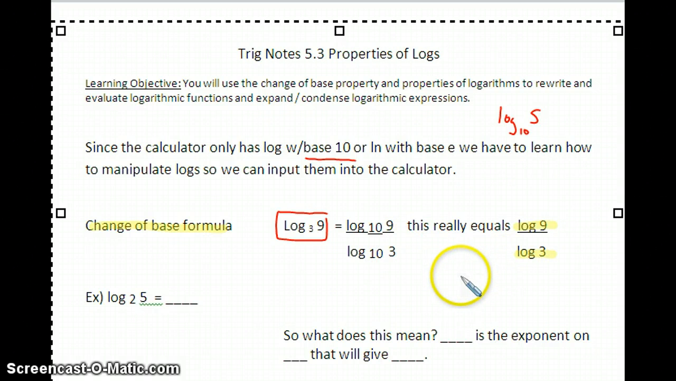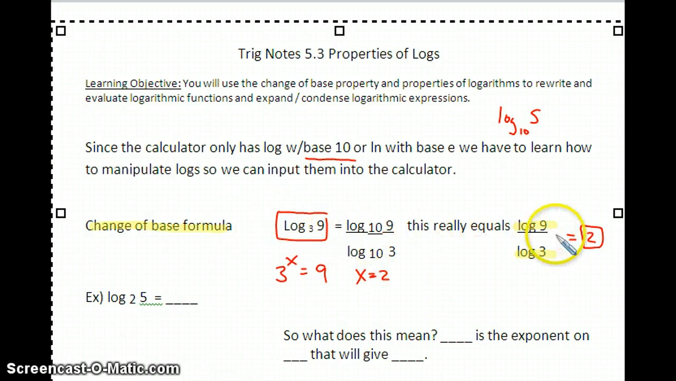So take a second to get out your calculator and type in log of 9 and divide it by the log of 3. Now when I do that, I end up with 2. Well, we should have already known that this answer was 2, because if I ask you to evaluate log base 3 of 9, I'm saying 3 raised to what power is going to give me 9? Well, 3 squared. So the change of base formula is going to be helpful to us when we can't figure these exponents out in our head.